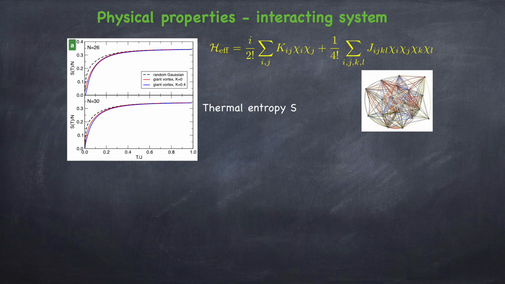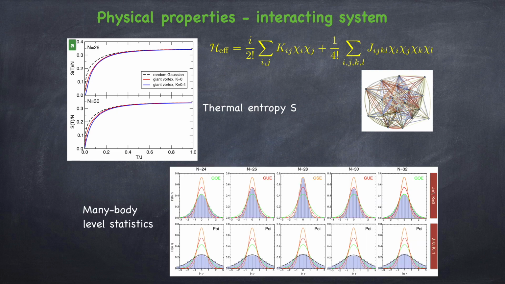One can calculate various things like thermodynamic entropy. One can do level statistics analysis, and it all checks out for the reasonable number of fermions that we can simulate on a computer, up to, I think, 32 fermions. We see a good agreement between what is expected and what we calculate from this model system.